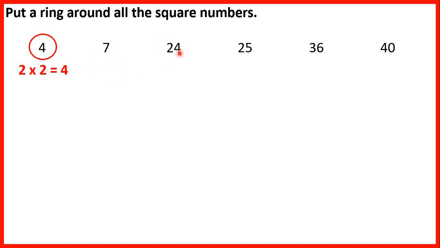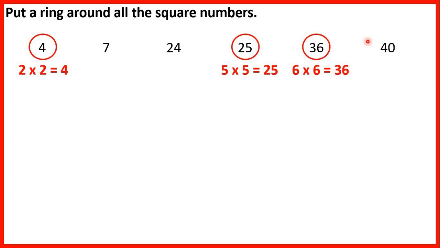Now 24 is also not a square number. You can't multiply the same number by itself to get an answer of 24. But 25 is a square number because you can multiply 5 by itself to get 25. 36 is a square number as well, because 6 times 6 is 36. But 40 is not a square number, because you can't multiply the same number by itself to get 40.